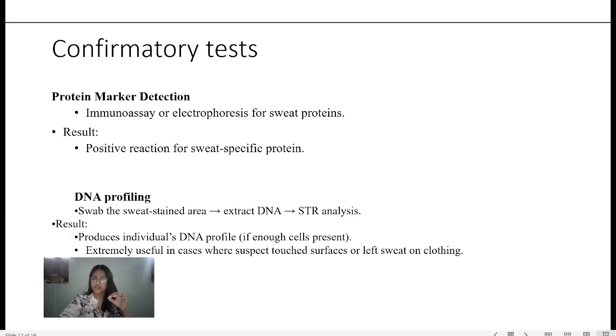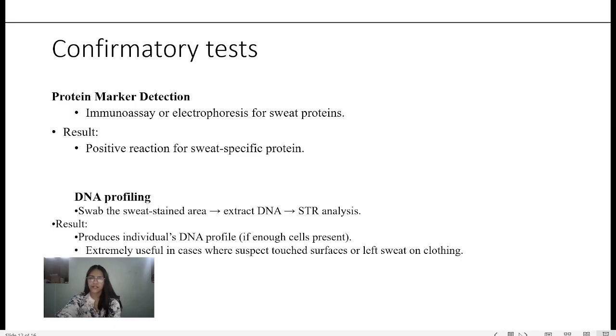The result of this test will be a positive reaction for sweat-specific protein and a negative reaction for non-sweat samples. So this test is actually a confirmatory test for sweat. The significance of this test is that it is more specific to sweat and differentiates it from other fluids. Okay, because dermicidin, a unique peptide that is only present in sweat, is tested in this test.